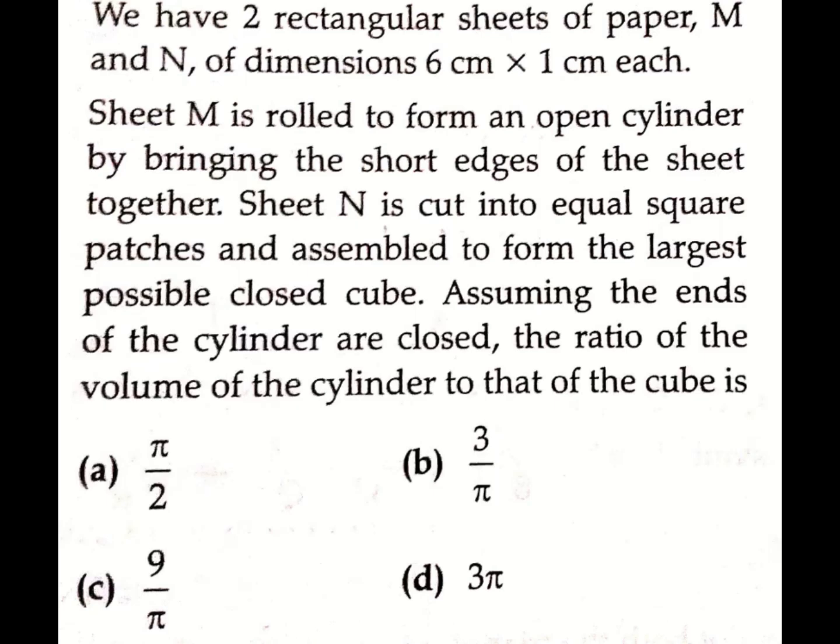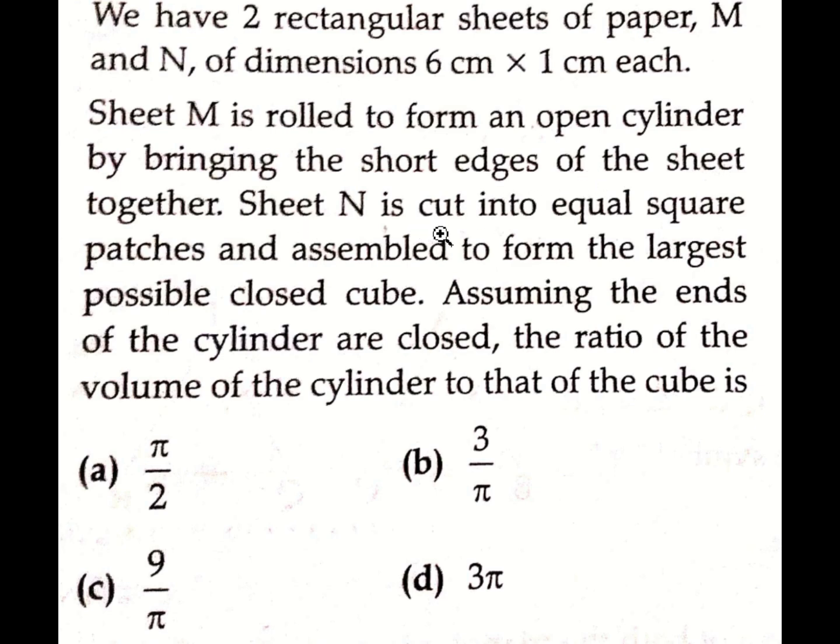We have two rectangular sheets of paper, M and N, of dimension 6 centimeter by 1 centimeter each. So the length and breadth are 6 centimeter and 1 centimeter. Among the sheets M and N, M is rolled to form an open cylinder. It will be only an open cylinder because we have a rectangular sheet. So if I roll it, obviously it will be an open cylinder.